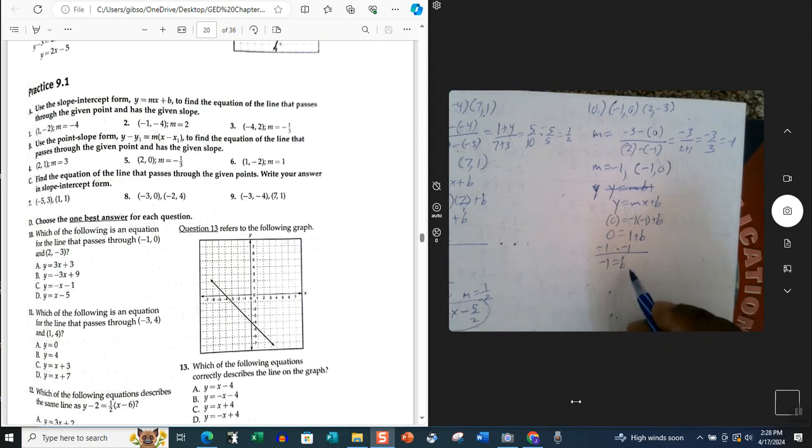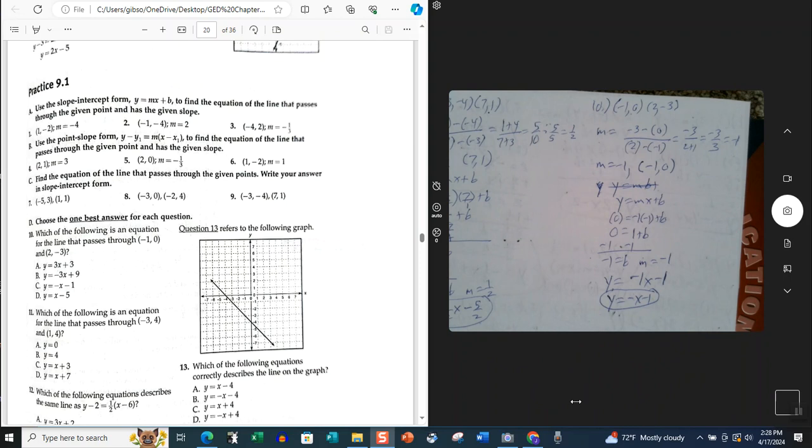So we have our y-intercept at -1, and our slope was -1. So our answer here would be y equals negative 1x minus 1. Now, typically we do not leave a 1 in front of a variable, so we'll write this as y equals negative x minus 1, which is C. So y equals negative x minus 1, so your answer is C.